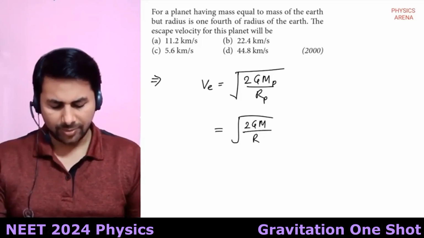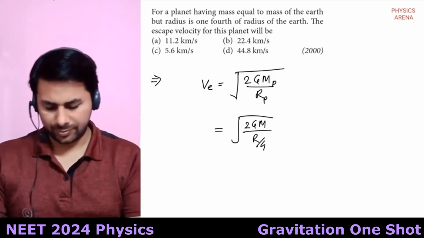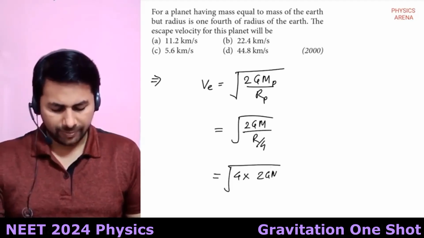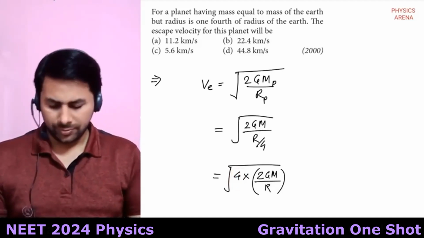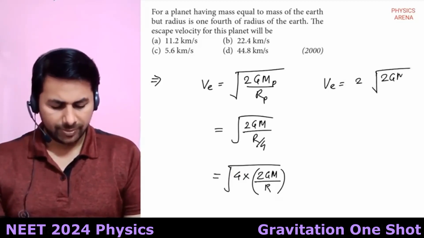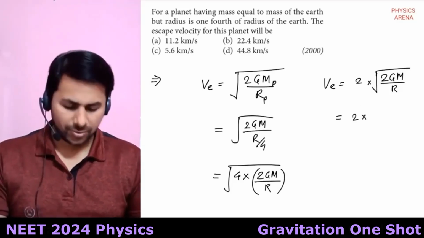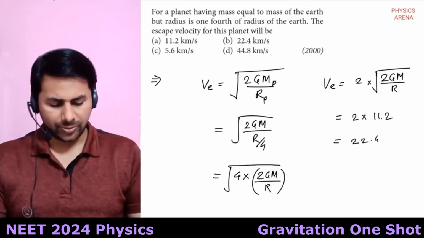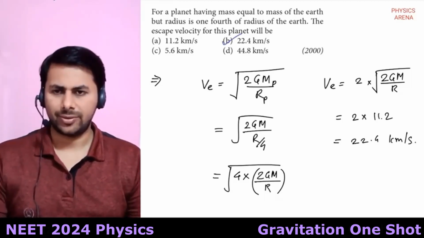Radius is 1/4, R by 4. Okay, and that 4 will go to the numerator. So this is equal to square root of 4 times 2GM upon R. Square root of 4 is 2. So v is equal to 2 times root of 2GM upon R. Yeah. So it is 2 multiplied by 11.2 kilometers per second. So that is 22.4 kilometers per second. Option B. Okay.